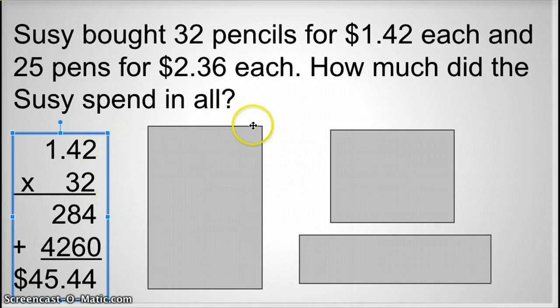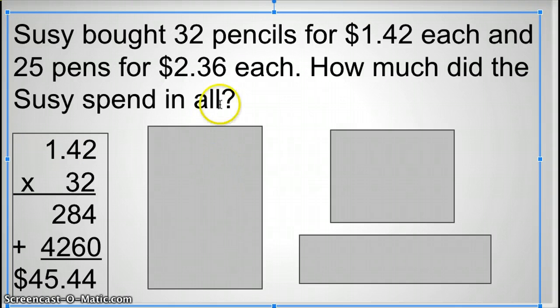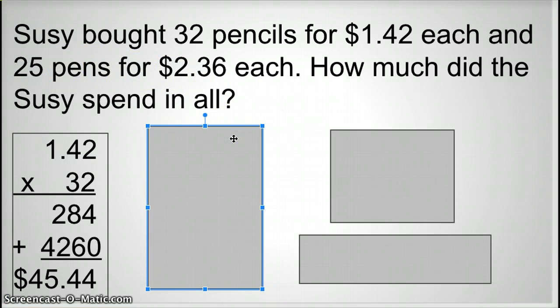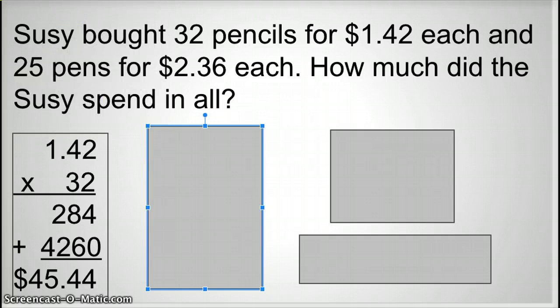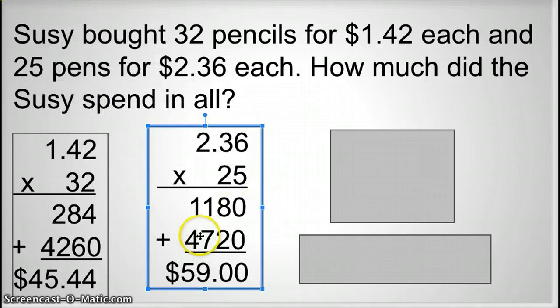You'll make mistakes. The second step to this problem is, she spent 25 pens for $2.36 each. So I need to take $2.36 times 25 to get $59. Remember that when you're multiplying, they want you to think of 236 times 25, and at the end think, this is hundredths, so this would have to be in the hundredths place. So that is the second step.